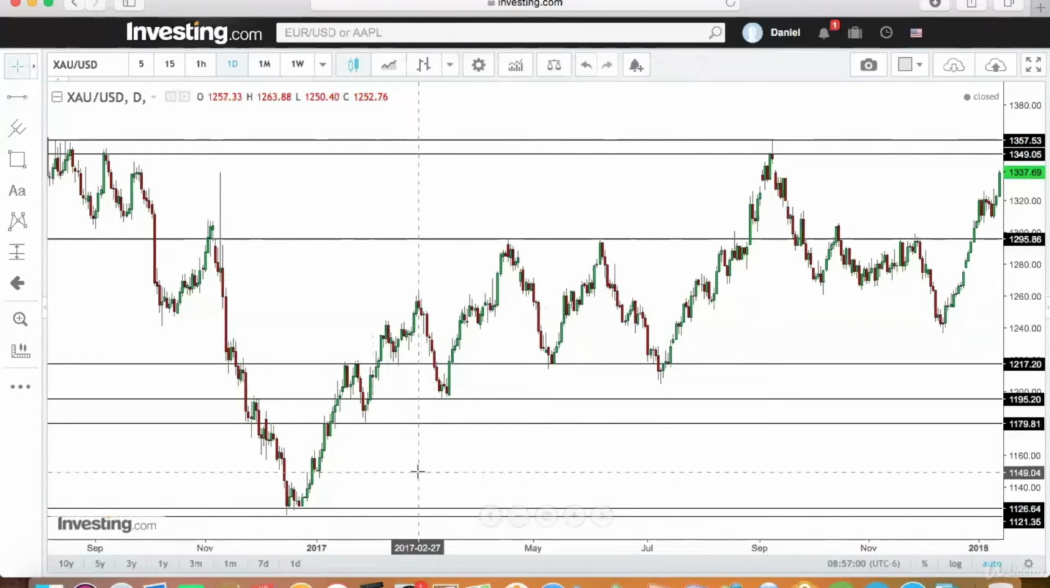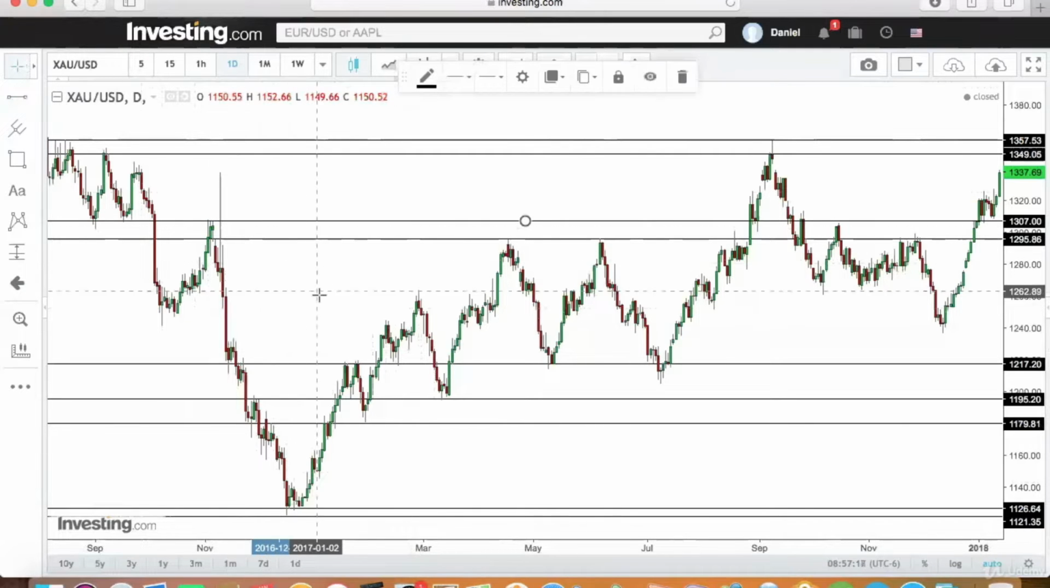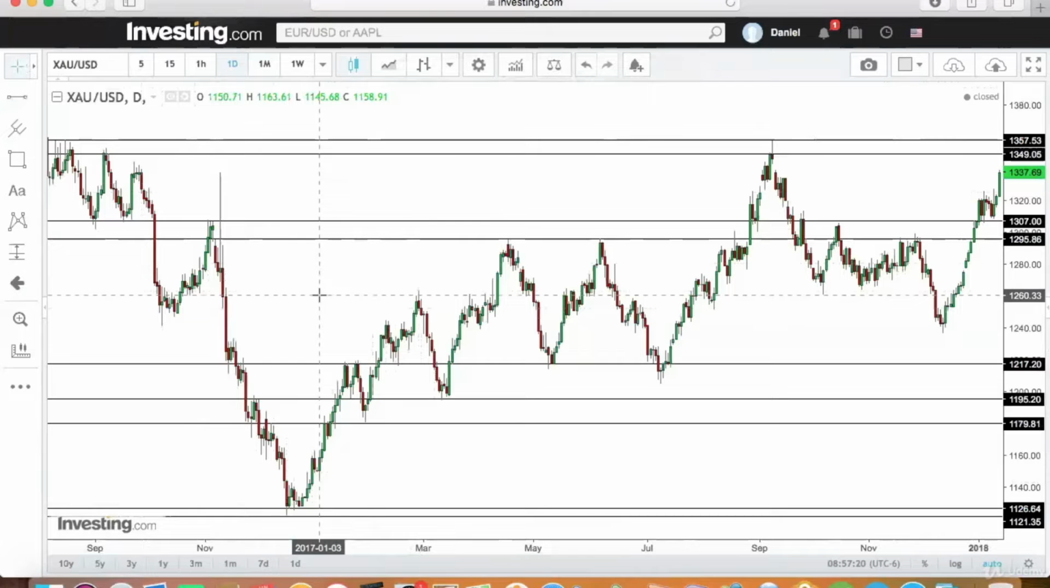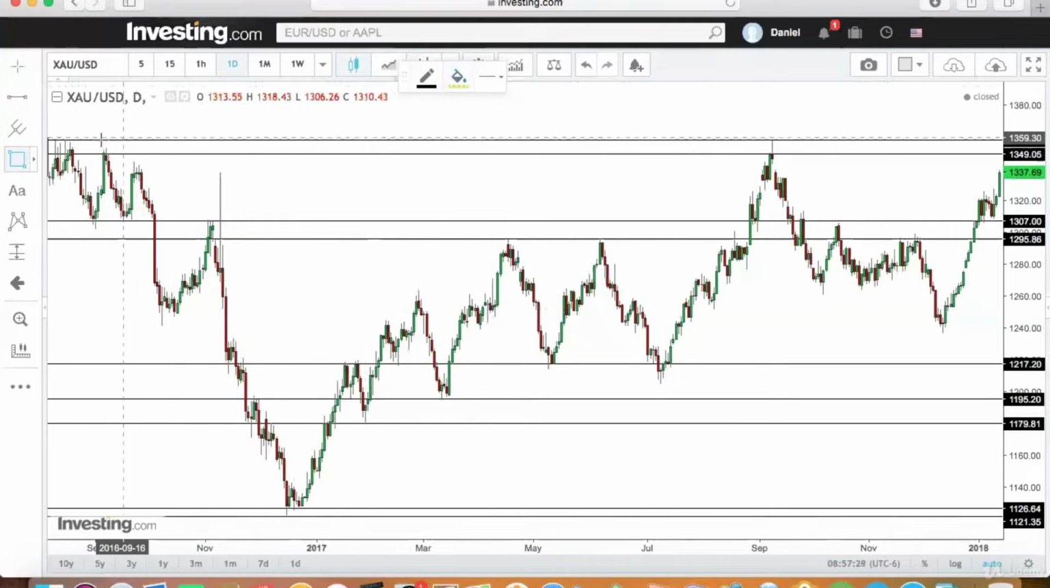So now that you have these zones better mapped out, actually put one here, this level, use wicks. Grab the top of these wicks. So now that you have these levels mapped out, you want to go back to your rectangular tool and add these to your charts.